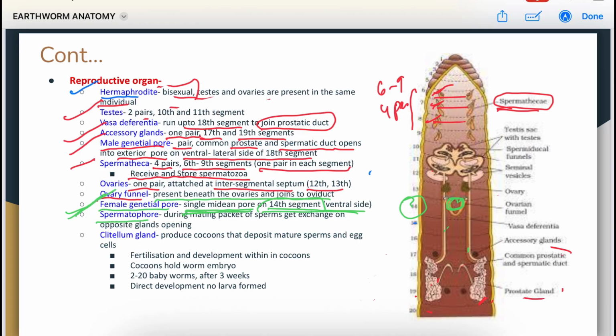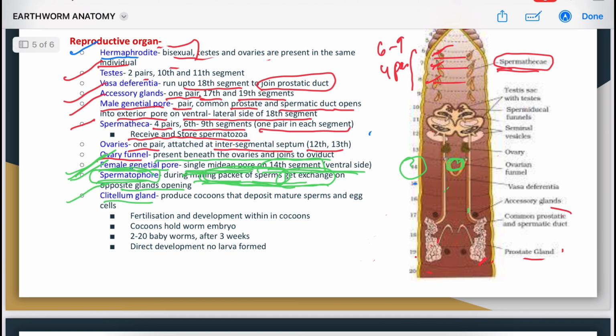Next is spermatophore. Basically, during mating there is an exchange of sperm between the opposite partners. That packet of sperm that gets exchanged during mating is called spermatophore.